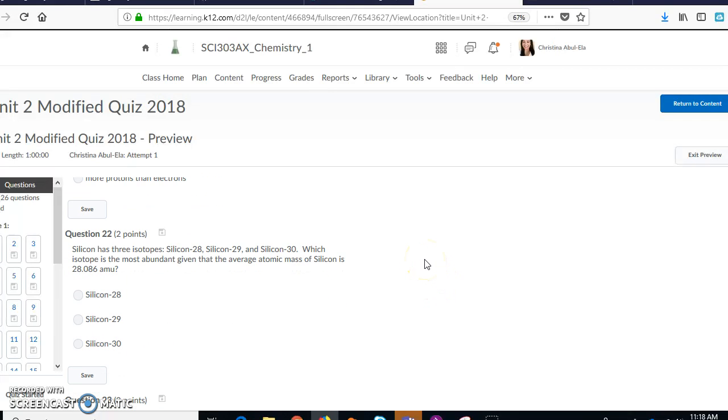Question 22. Silicon has three isotopes, silicon 28, silicon 29, and silicon 30. Which isotope is the most abundant given that the average atomic mass of silicon is 28.086 AMU? Silicon 28, silicon 29, or silicon 30?